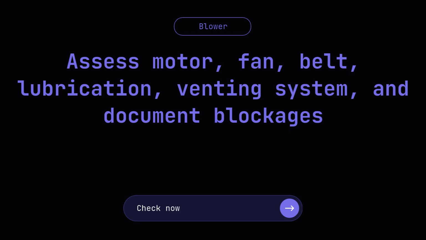Assess blower motor condition and fan balance. Check belt tension and lubrication of moving parts. Verify venting system for safe exhaust of gases. Mark vents as clear or needing attention. Document any blockages with photos.